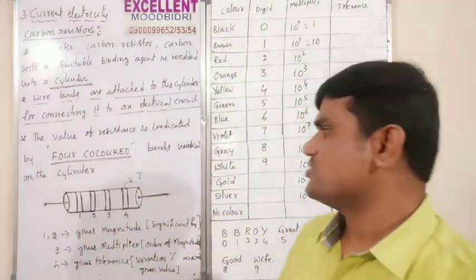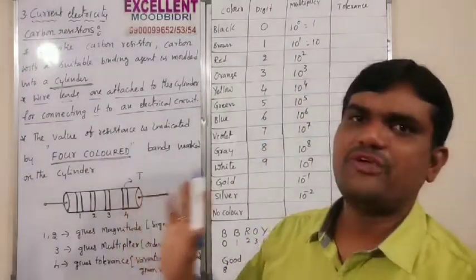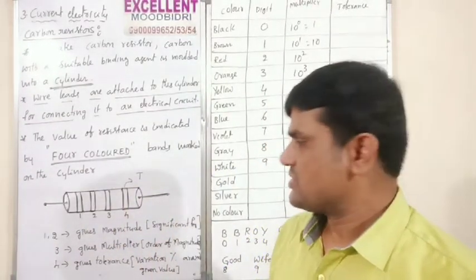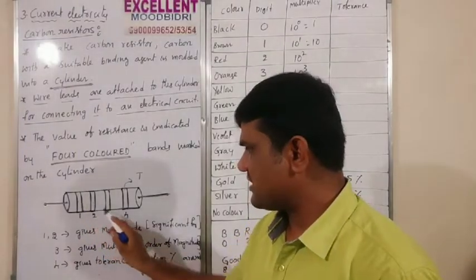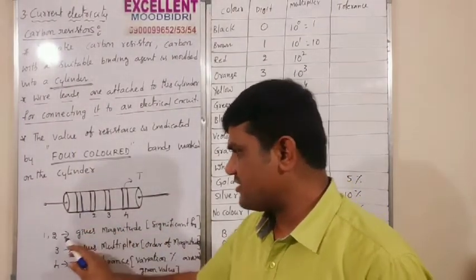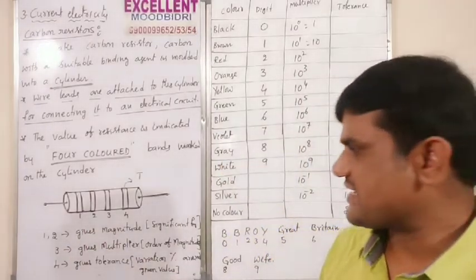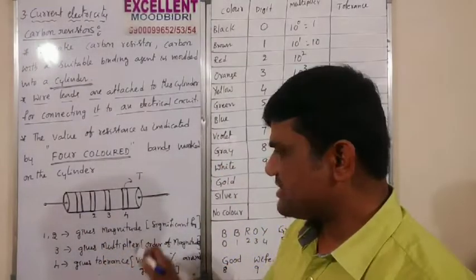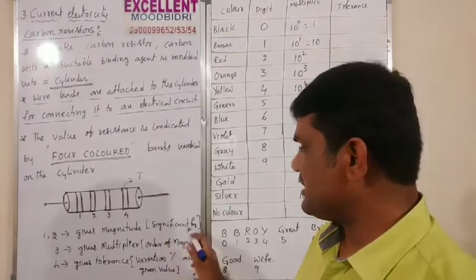Coaxial, so different colors will be there. Mainly we are having four colors. So this is the first color, this is the second color, this is the third color, this is the fourth color. Here the first and second colors give the magnitude, meaning significant figures only.